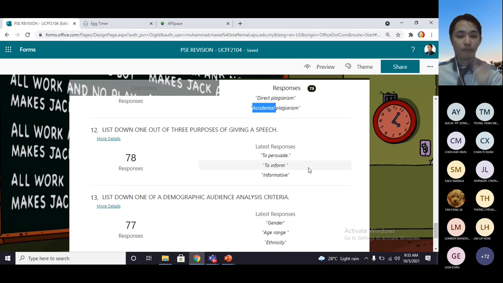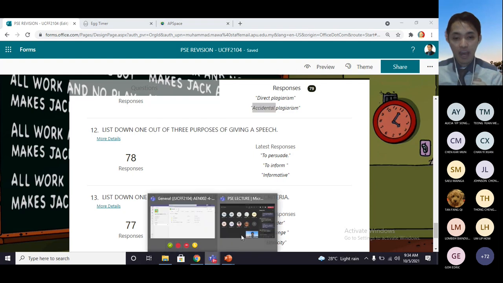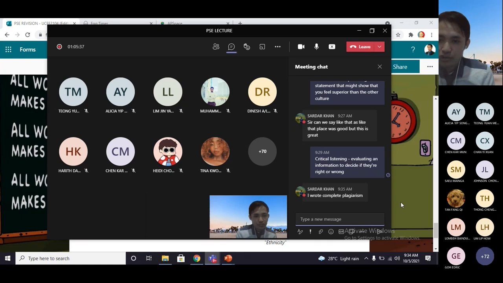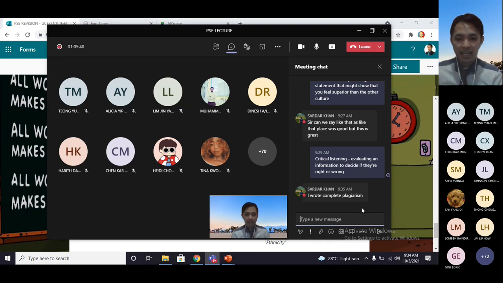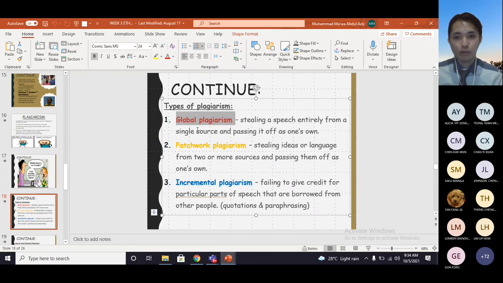Okay, after that, obviously this one is the easiest out of it, and it's definitely going to turn up in your test. I thought it's just one bonus mark for all of you during the test. But we have 3. I wrote complete plagiarism. Complete plagiarism is basically another word for global plagiarism, but in this class, we are using this term. It's not wrong, it's just not accurate to the theory that we've learned. And for you, it's going to be multiple choice questions, so it's going to be very objective in the terms that you have to know.